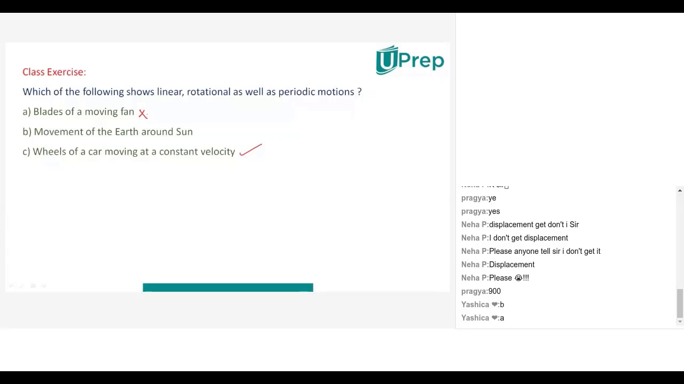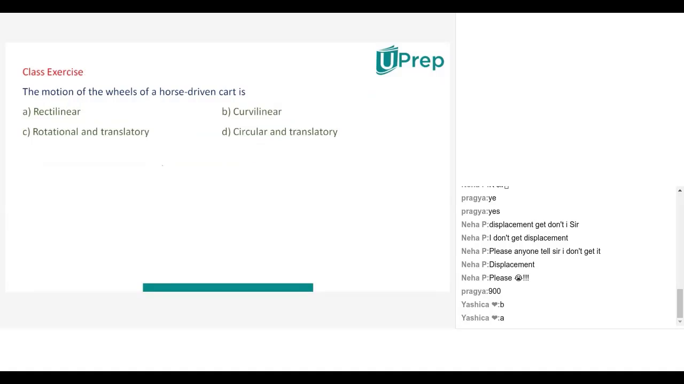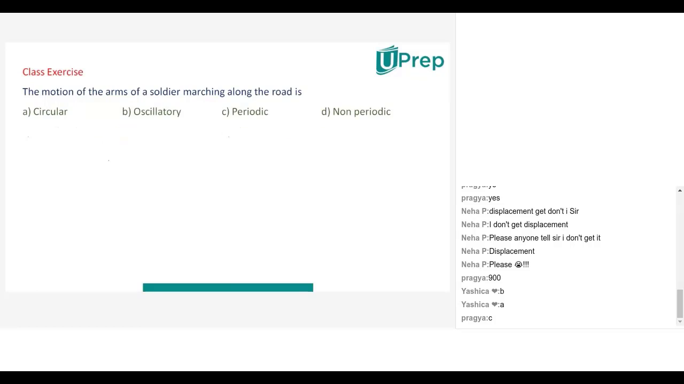Yes, sir. Right. The motion of the wheels of a horse-driven cart. Sir, C part again. Right. Rotational and translatory. Very good. Next, the motion of arms of the soldier marching along the road. Oscillatory. Very good. Why? Because his hand will move to and fro about its main position, isn't it? Yes, sir. So oscillatory motion.